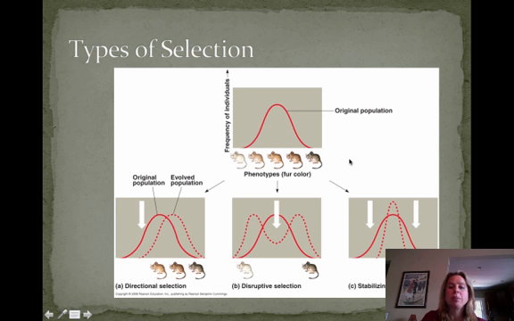So let's say we're looking at a population of mice, and originally we've got a range in color from white to brown to black, right? And so it's most common to be brown. So you can see this bell curve.